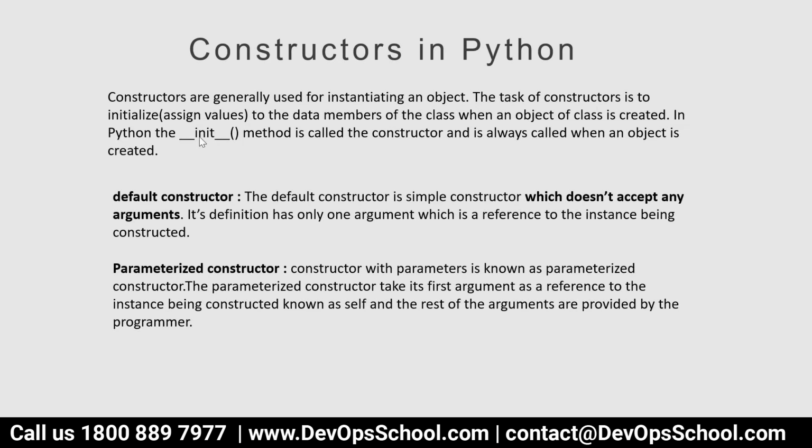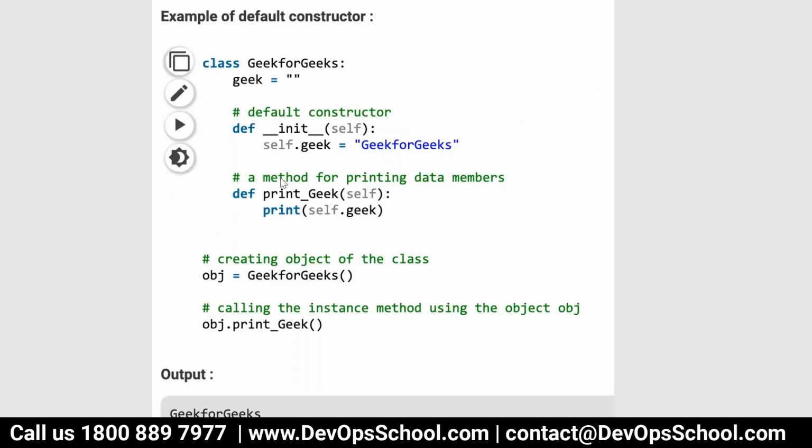This is called the init method. It's called the constructor and is always called when an object is created. Look at this here. This is one example of a class. The class name is GeeksforGeeks, and here you see def __init__. This is the default constructor. The moment you create an object of this class, this will run by default.